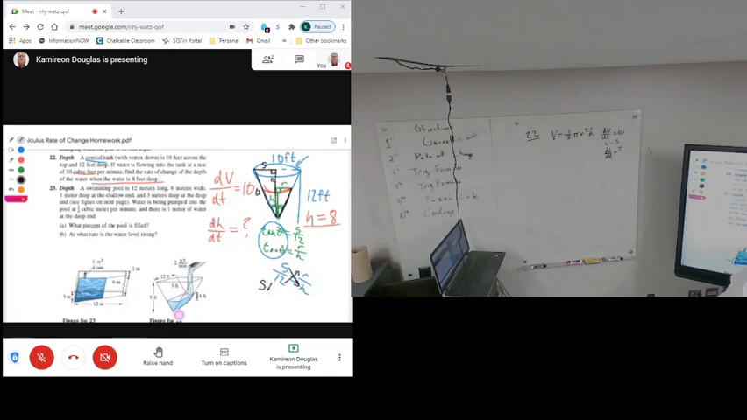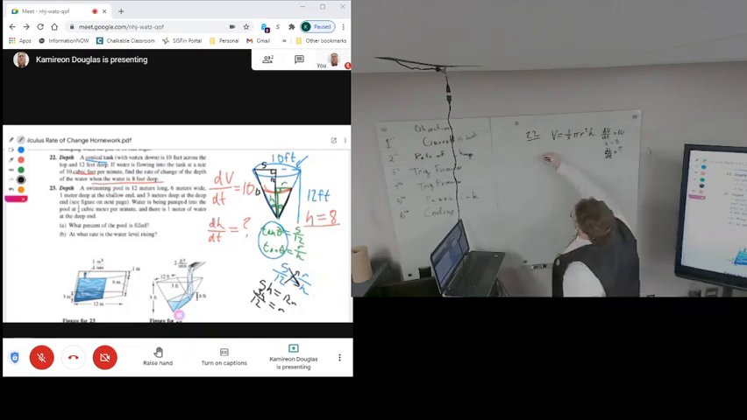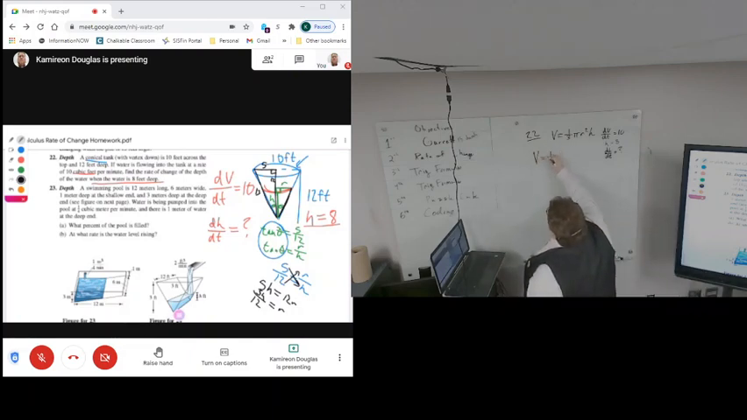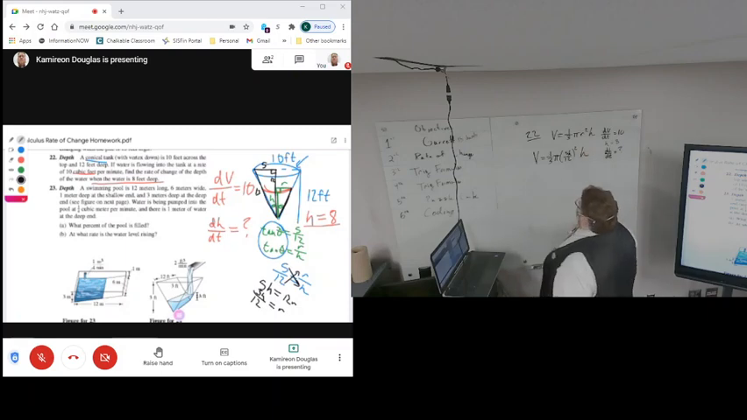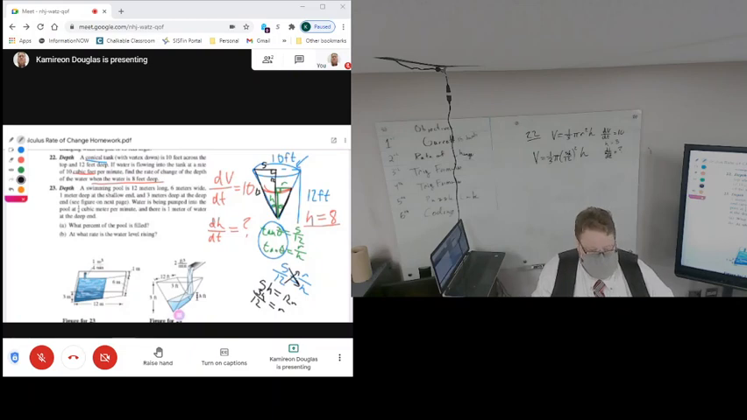5H would equal 12R. Now remember my long-term goal. I want to get H by itself. H should be the problem, so I solve for R. R would be 5H over 12. Now, everywhere there's an R, I can plug in 5H over 12, meaning I get V is equal to 1/3 pi (5H over 12) squared times H. Once we get here, I just have to square it, simplify, and then do the problem.